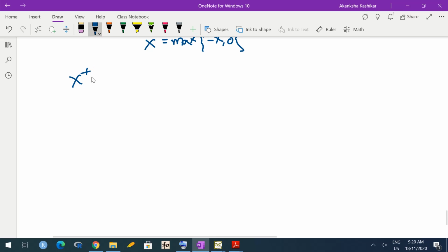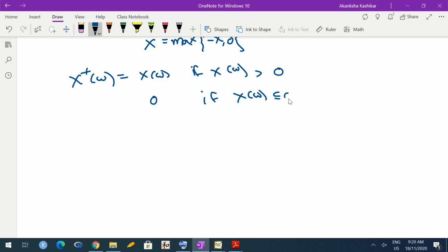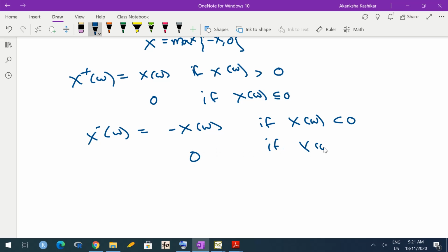So basically I am defining x plus of omega as x of omega if x of omega is positive, and 0 if x of omega is less than or equal to 0. So we are taking the value x only if it is positive, otherwise we are setting it at 0. In case of x minus of omega, we define it as minus x of omega if x of omega is negative, and 0 if x of omega is positive. So we are taking the negative part, but making it positive by multiplying by a minus sign. x of omega is negative, so minus x is positive.